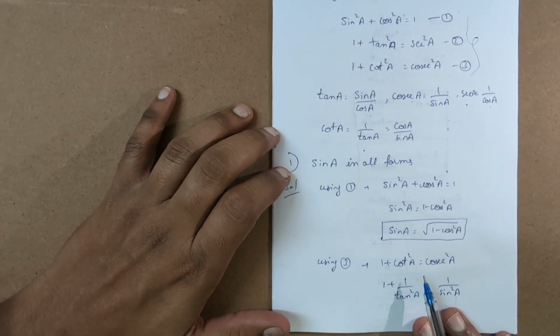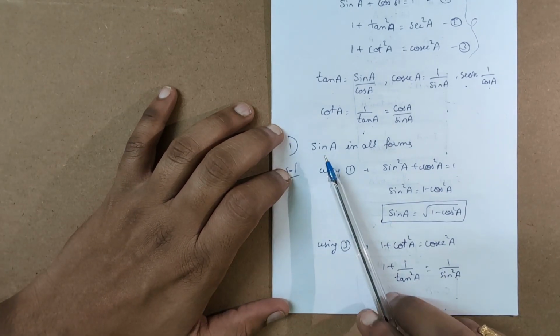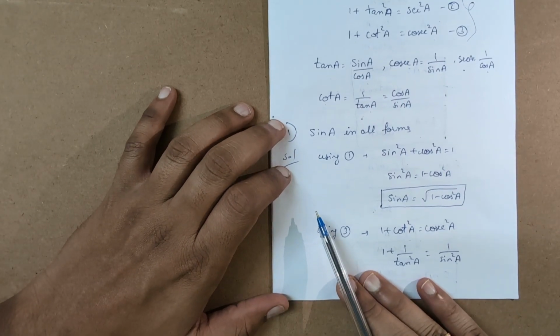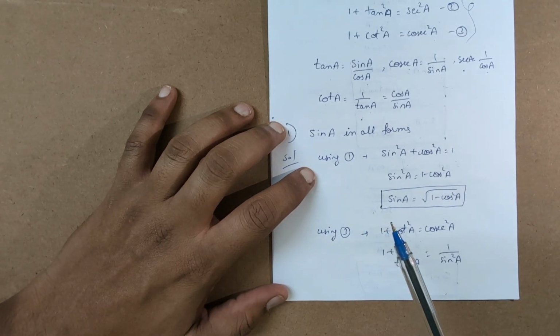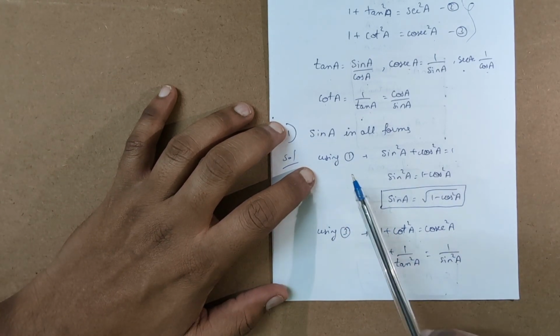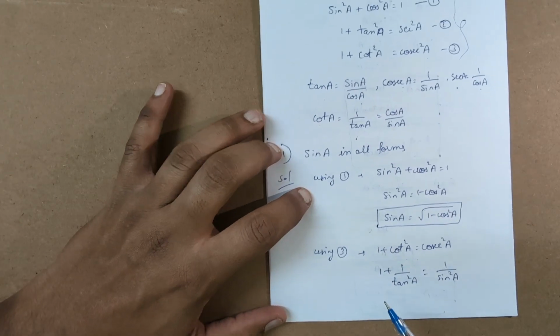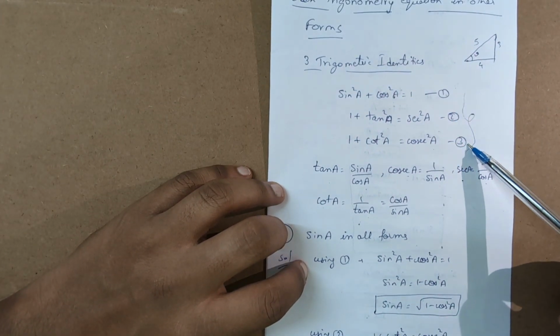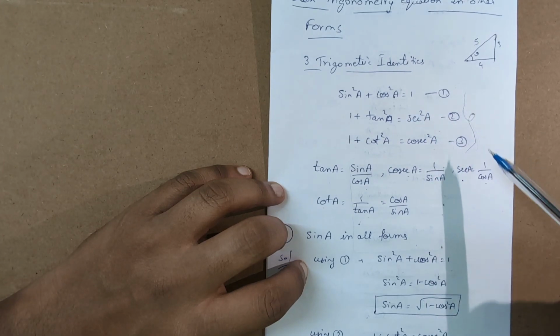Okay, so let's move with the first one, that is sine A in all forms. If in the question only one or two forms are mentioned, you can do only that part, but here I am going to explain each and every form so that this can be useful for your entire exam. So let's see how we are going to define sine in terms of cos first. I have mentioned 1, 2 and 3 for the identities, so just remember these three whenever I mention 1, 2 or 3.